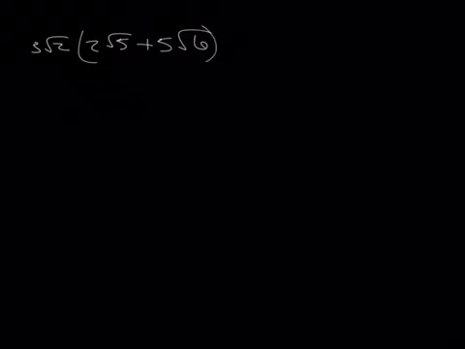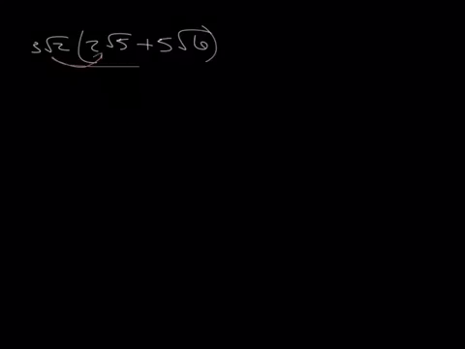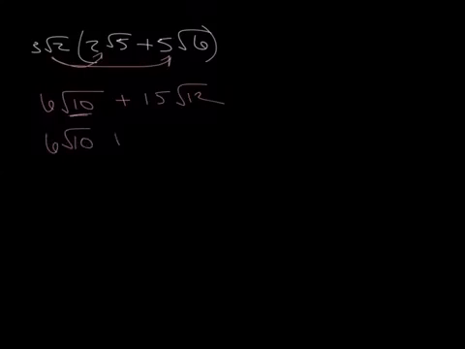Alright, so what we're going to do is we are going to distribute. So 3 square root of 2 times 2 square root of 5. 3 times 2 is 6. Square root of 2 times square root of 5, square root of 10. 3 times square root of 2 times 5 square root of 6. 3 times 5 is 15. Square root of 2 times square root of 6 is square root of 12. Okay. Square root of 10 cannot be simplified, so it just stays the way it is.